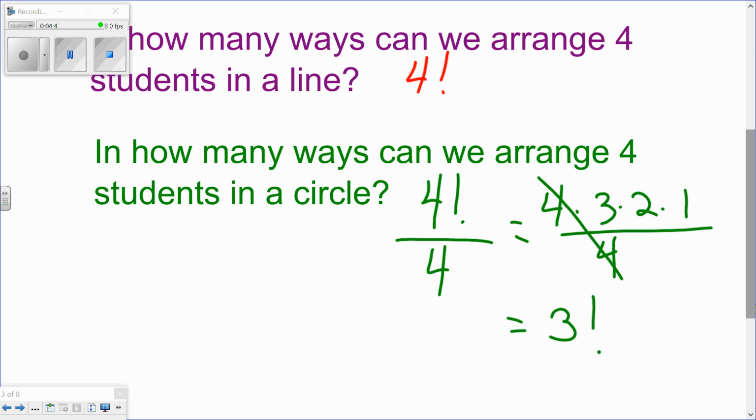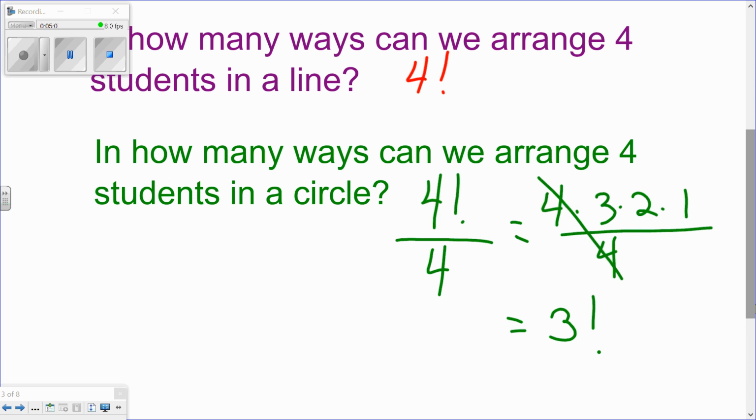So if we want to know how many circular permutations we have, we just take 1 less than the number of people or things and do that factorial. So if I had 100 students in a circle, it would be 99 factorial. Does that much make sense?